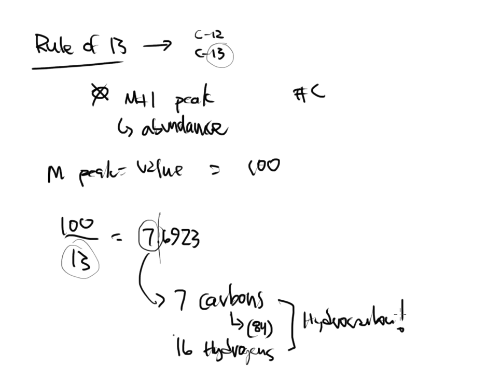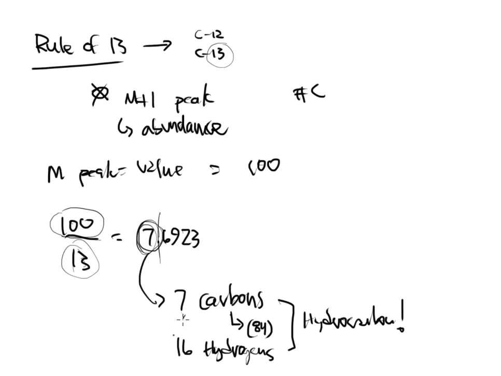That's it, folks. That's the rule of 13. Again, go read a literature, go read a textbook. It's going to tell you to do all kinds of crazy crap that you don't need. This is it. This is all you need. You take the M-peak weight, divide by 13, and whatever number shows up here in the front, don't even round it. Whatever number shows up in front, that's the total number of carbons that you have.